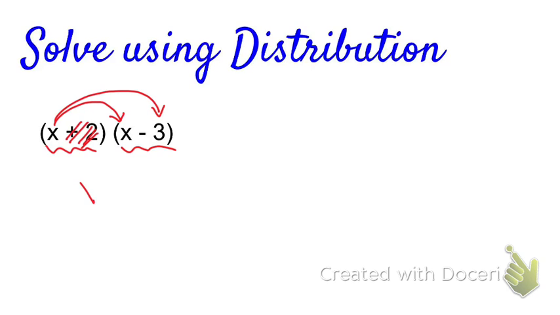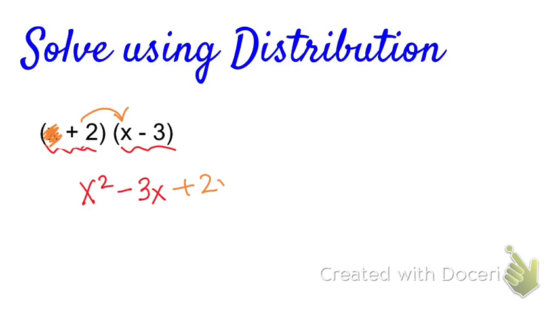X times x is x squared. X times negative 3 is negative 3x. Now let's do the second term. So let's multiply the positive 2. I'm going to cross that off and say, now let's multiply the positive 2 times x, and the positive 2 times negative 3.